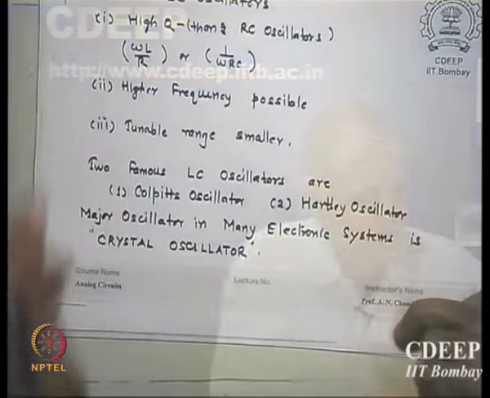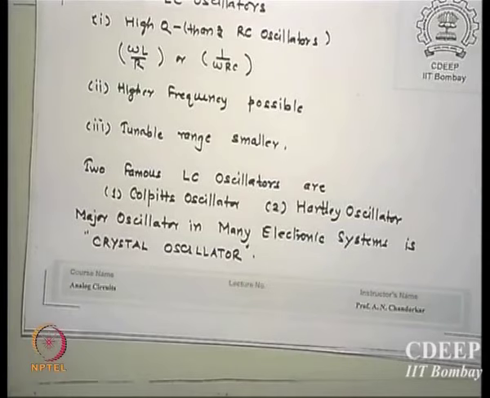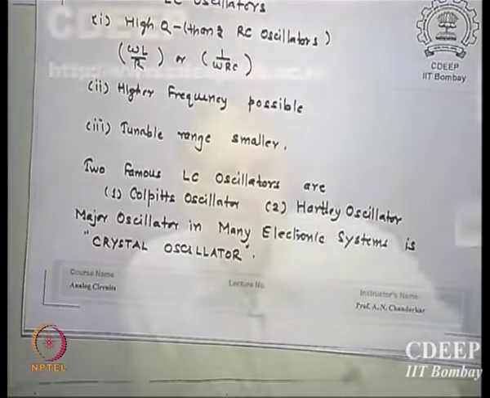It has a very high Q, 1 upon omega RC, omega L by R. And therefore, since inductance values vary from very small to very high, inductance can be as low as femtohenries, or at least nanohenries or below, picohenries. Okay, if I want to reduce resistance, what should I do with the inductance? What should be the type of inductance I should use?